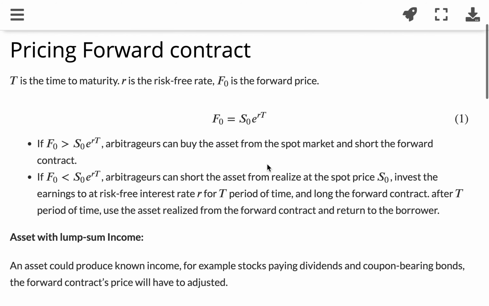So what happens if it's not equal? Let's say F0 is greater than the money you borrow plus the interest. Then arbitrage happens. You can just buy the asset from the spot market and short the forward contract. You borrow the money, you spend S0 times e^(RT), and then when you sell it for a higher price, you get a profit of F0 minus S0 e^(RT).